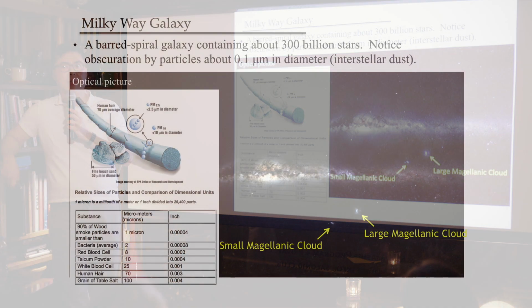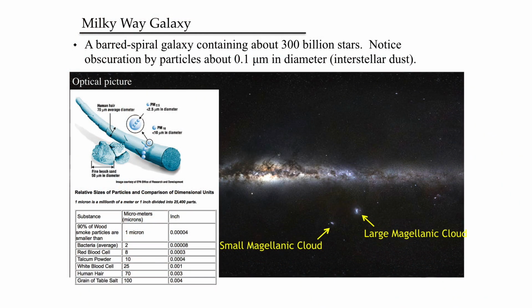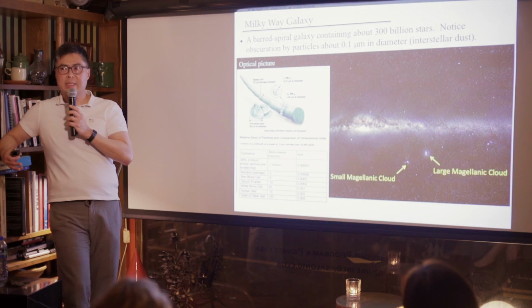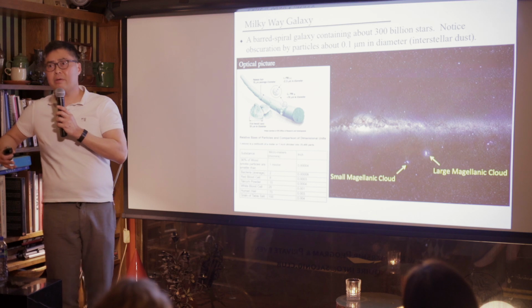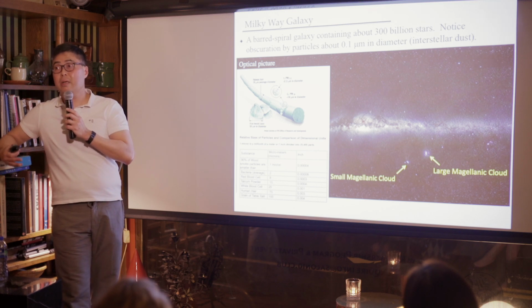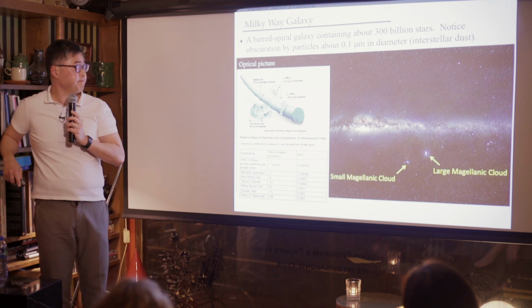Okay, so that's much smaller than the size of a human hair. To give you a sense of how small 0.1 micron is. Today we're worried about particles with sizes less than about 10 microns, or a couple of microns. PM2.5, because those size particles can get into our lungs and maybe even dissolve into the bloodstream. So that's not very good.